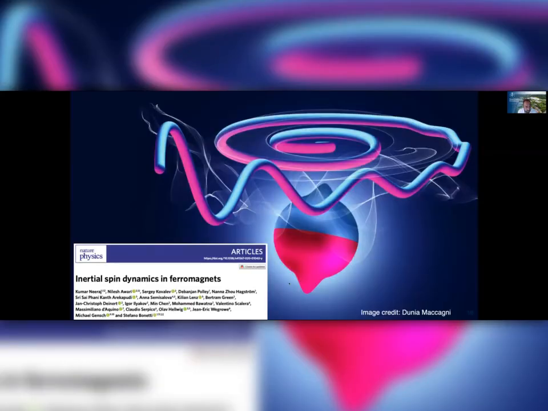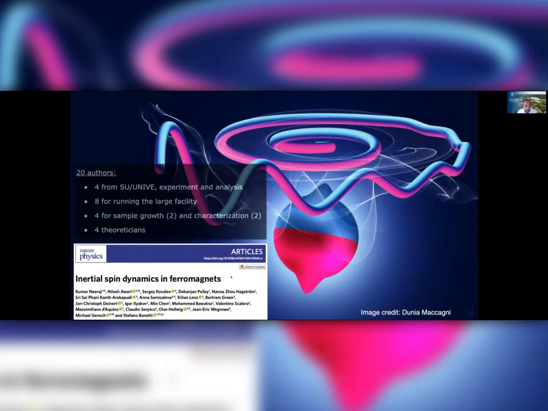All right, but this is the work. This is an artistic representation of what we observed, and this is the paper. There were a lot of co-authors who all deserve to be there, because when you do these experiments, which are so complex and new and require new instrumentation and new ideas, you need to have a big team. I'm very grateful to all of them because they did fantastic work in making this happen.